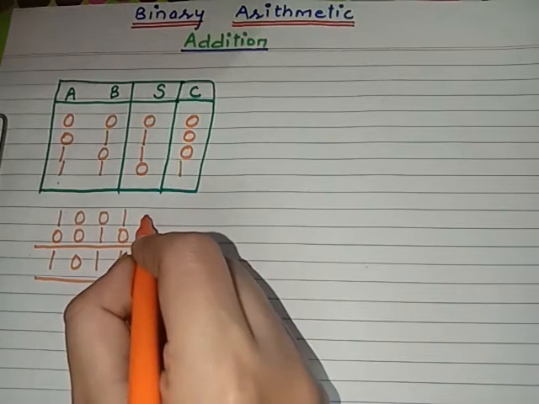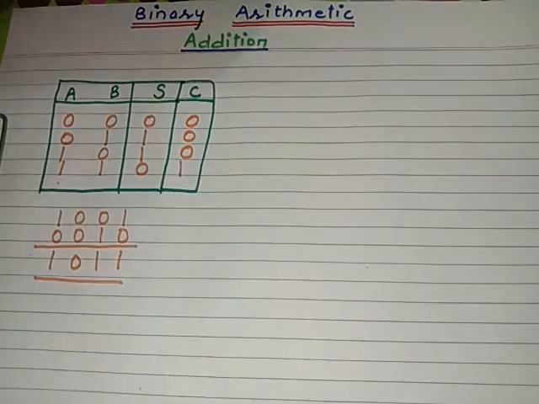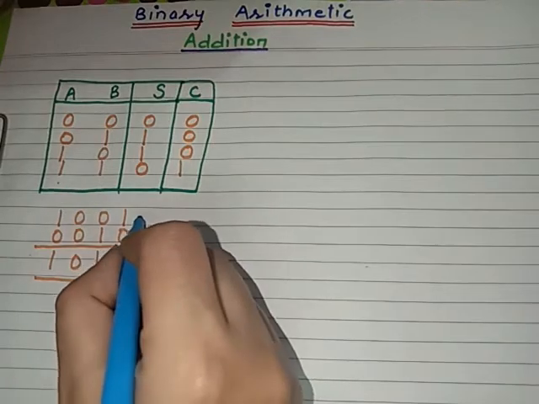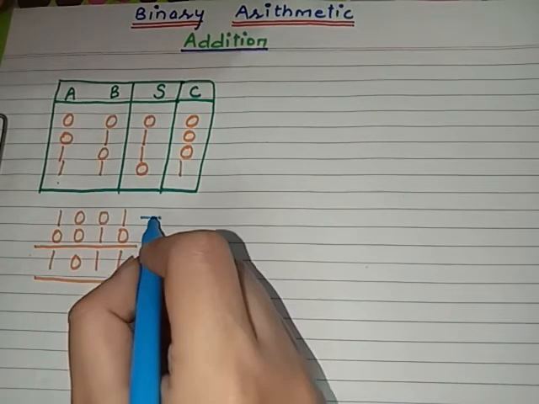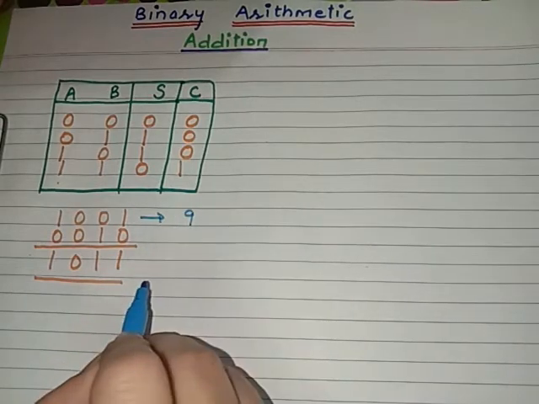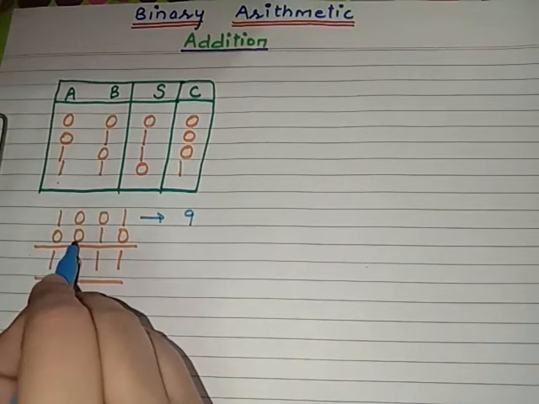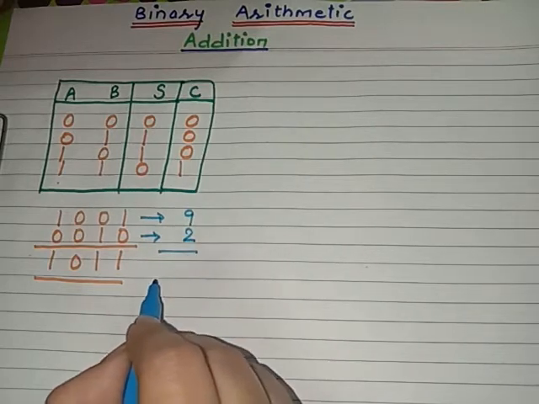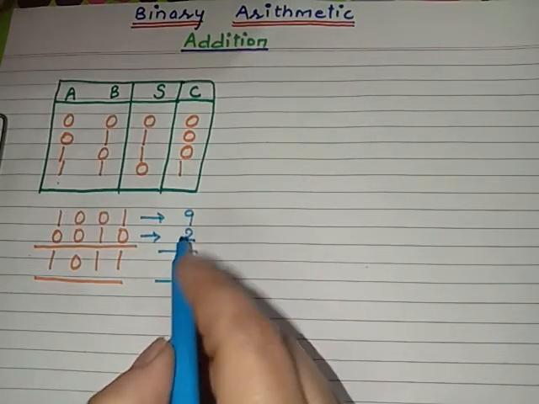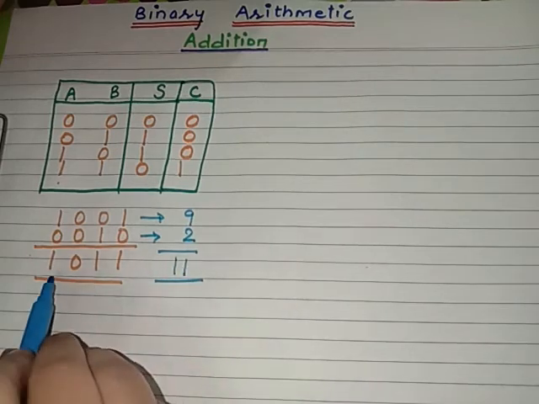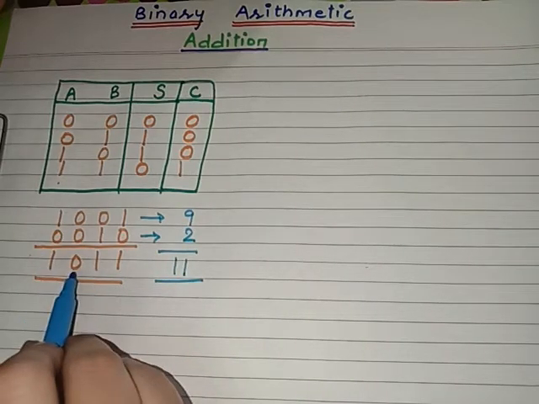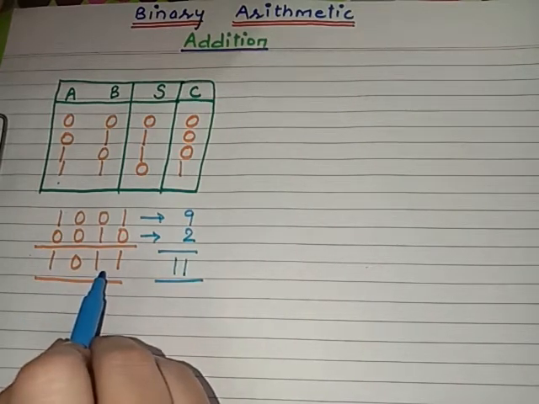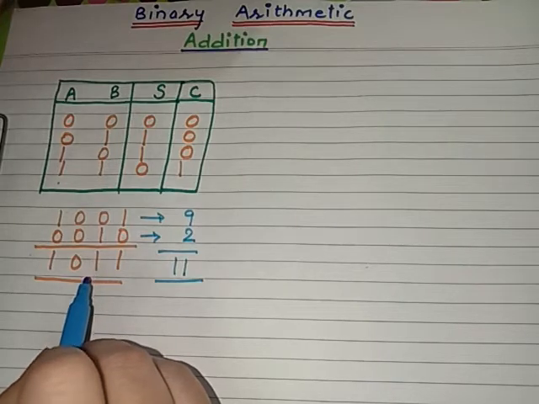The very first number, 1001, when converted into decimal, comes out to be 9. And this number, 0010, is 2. So the addition must be equal to 9 plus 2, which is 11. Now you can convert this 1011, and you can see 1011 is 11.